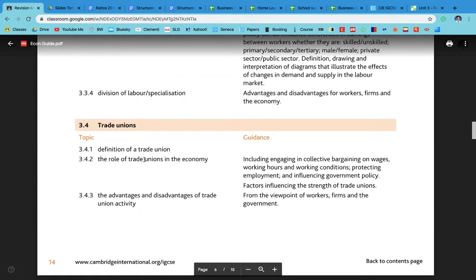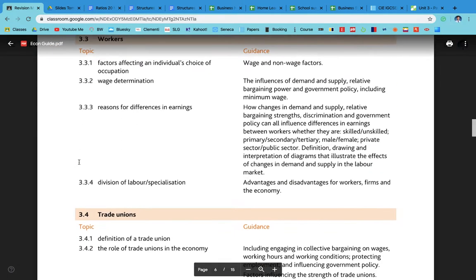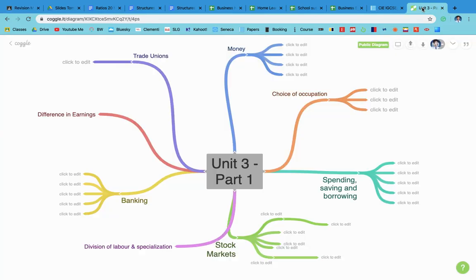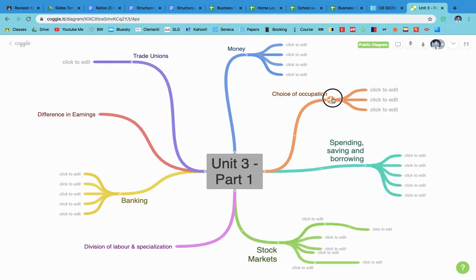So anyway, on to talking about today then, I would like you to do 3.1 through to 3.4. I've already made a general guide for you, so you can see I've got money, I've got trade unions, I've got difference in earnings, I've got banking, I've got stock markets, I've got spending, saving and borrowing, and choice of occupation.